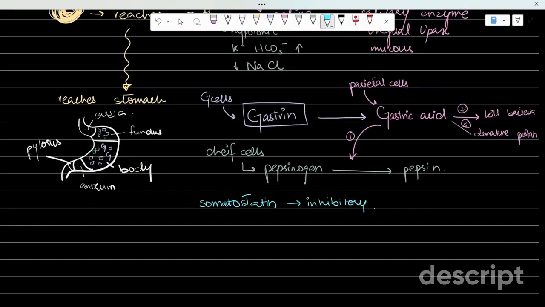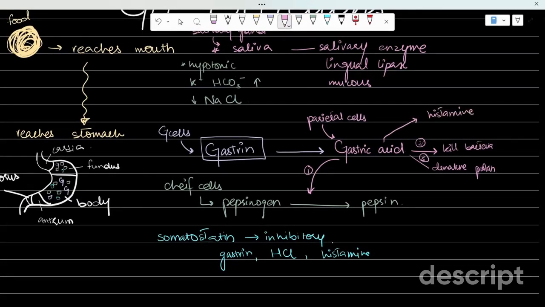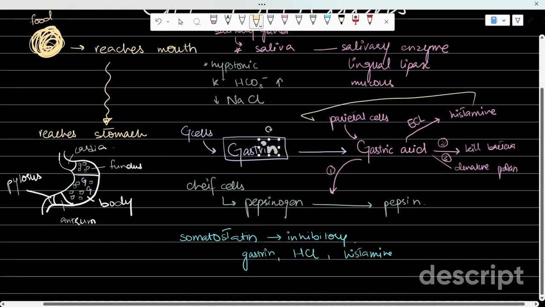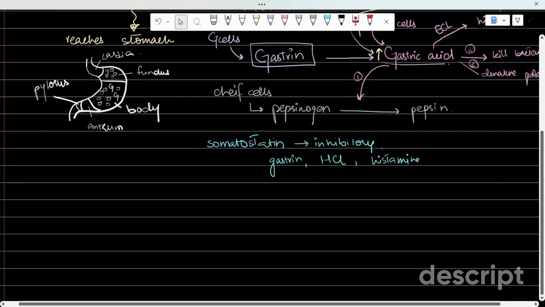Now coming to another hormone release, which is somatostatin. It is an inhibitory hormone and it inhibits the gastrin, HCl, and histamine release. Another function of gastric acid is that it stimulates enterochromaffin-like cells to produce histamine, which in turn stimulates the parietal cells to release gastric acid. So it contributes in release of gastric acid.